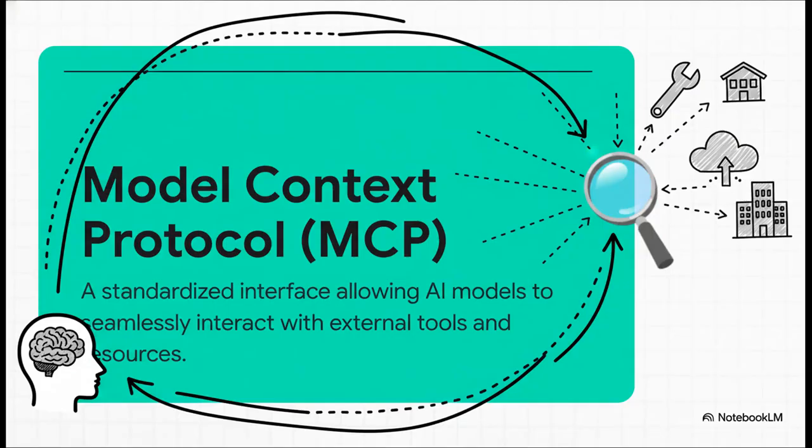All right, so let's put a pin in it with a formal definition. What is the Model Context Protocol? It's a standardized interface that lets AI models seamlessly interact with all sorts of external tools, resources, and environments. You can basically think of it as the official rulebook for how an AI talks to the rest of the world.